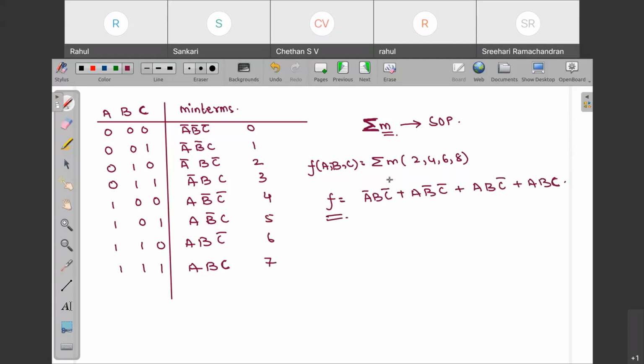There is also one more way to write this. I could have written it as m2 plus m4 plus m6 plus m8. I could have written it like this also. These are your min terms.